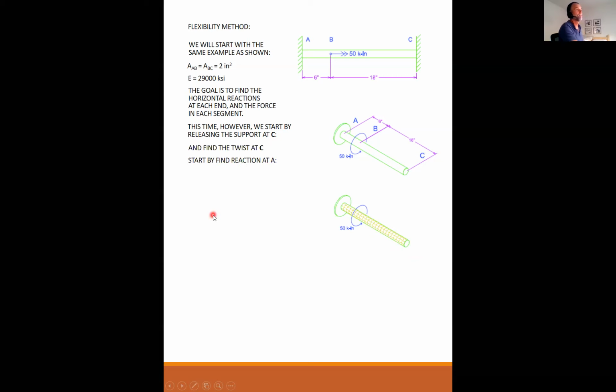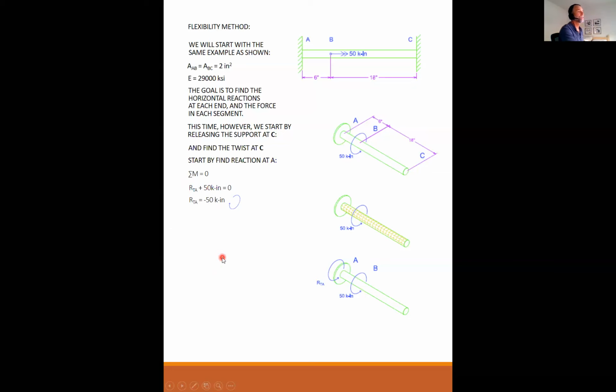Okay, so we're going to start by finding our reaction at A. Here's my free body diagram. I have no other forces on here because we released our support at C. So I have an unknown reaction at A, and I have my applied torque at B. Sum the moments. I have my reaction, and again, draw everything according to the right-hand rule. So my reaction is positive, my applied torque is positive, so my reaction at A has to be minus 50 kip-inch, just by summing the moments.